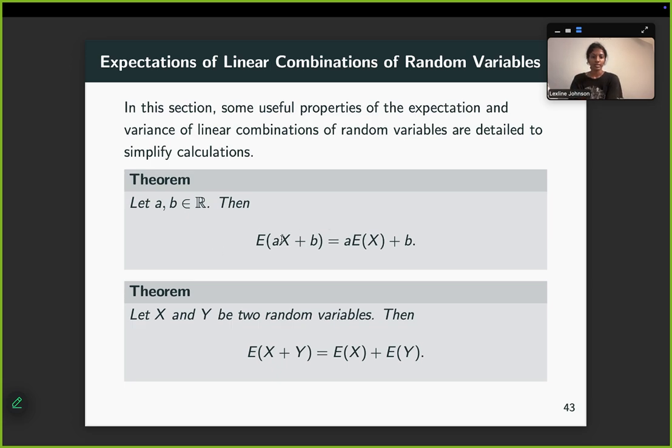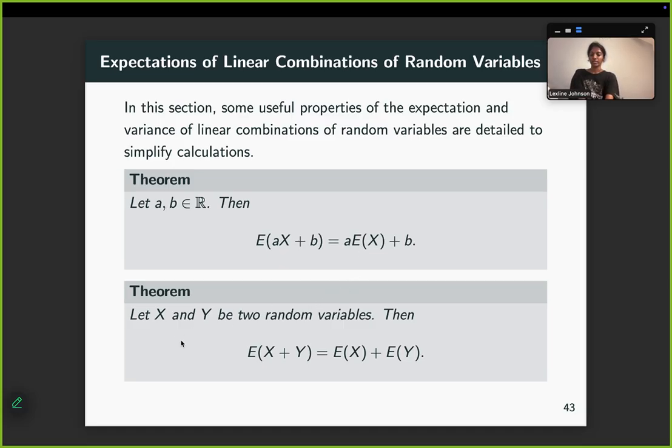So our first theorem says that if we want to calculate the expected value of ax plus b, where a and b are both constants, real numbers, then we can simply calculate the expected value of x times a plus b. As it's written here, you can essentially just calculate the expected value of x and then multiply it by the constant or add it to a constant, and that's the same thing as the expected value of a times x plus b.